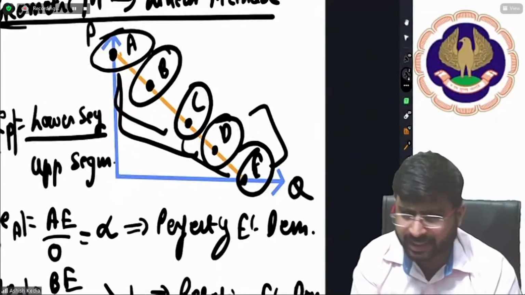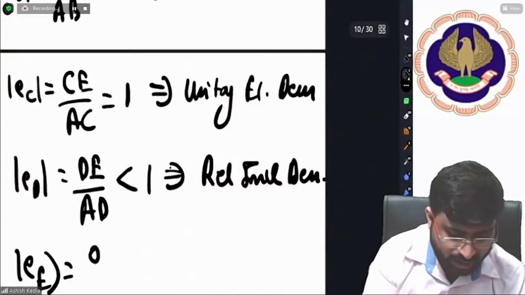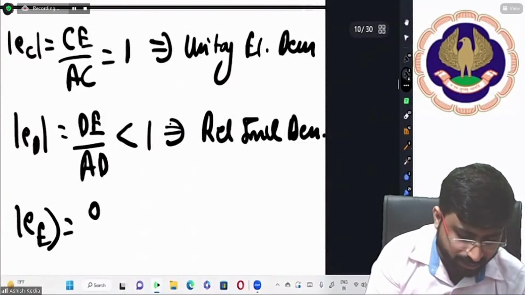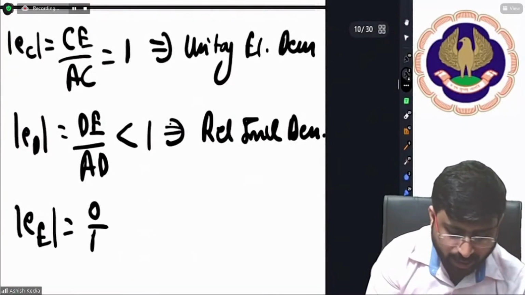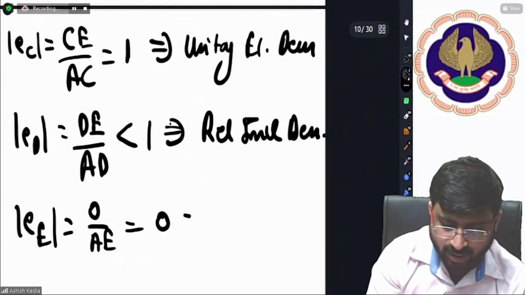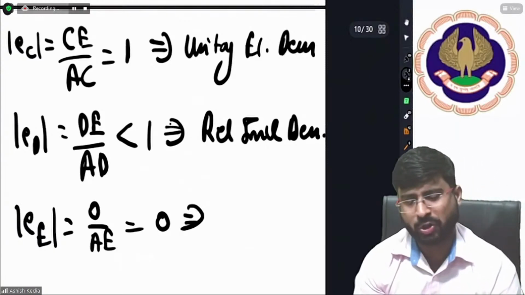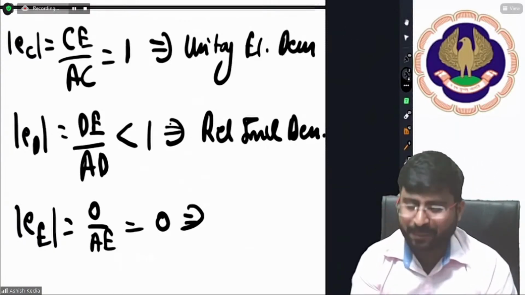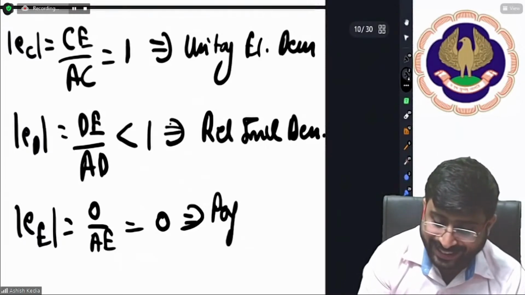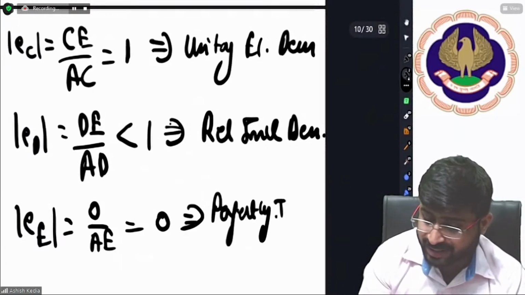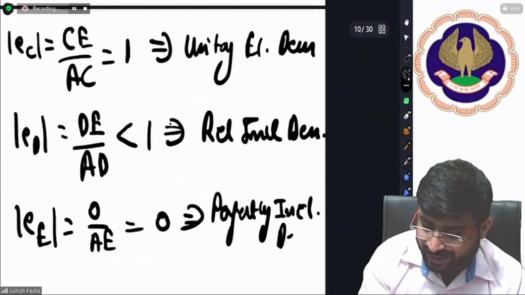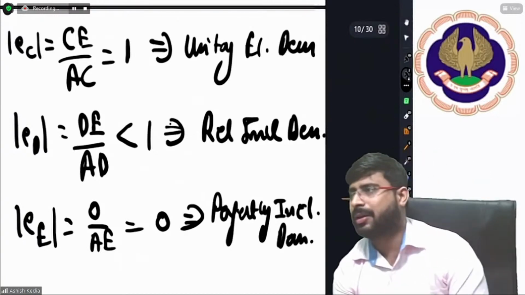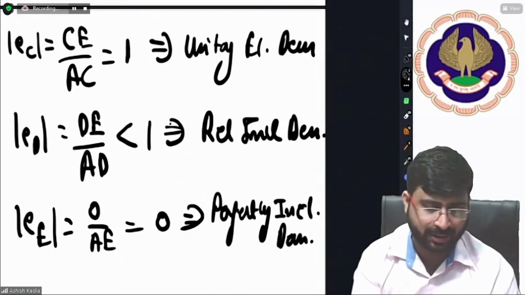And finally, when you reach point E, which is just touching the x-axis, below E, do you see anything? No. And above E, the entire AE is above it. So 0 by AE, which is 0. So what do we call it? Absolutely correct. Perfectly inelastic demand. There you have it.